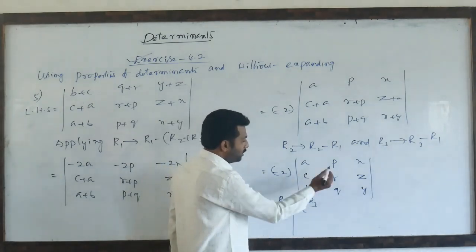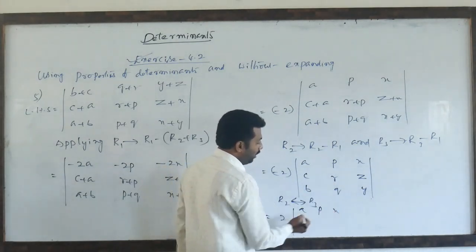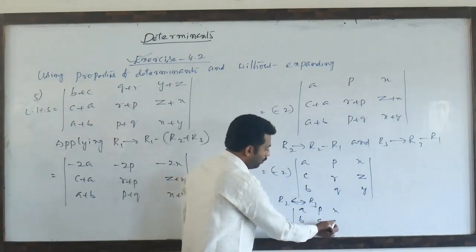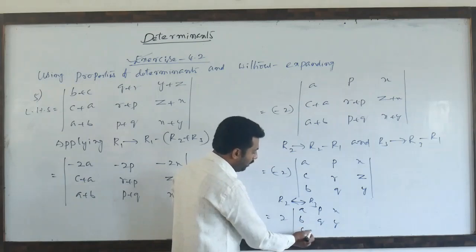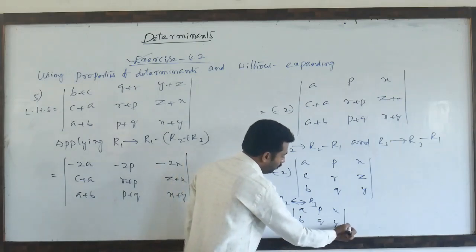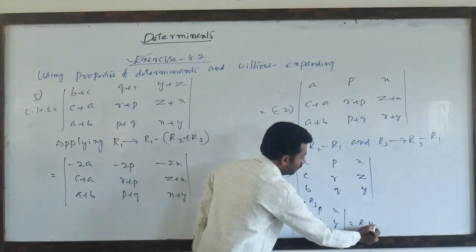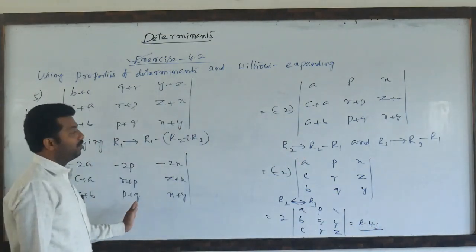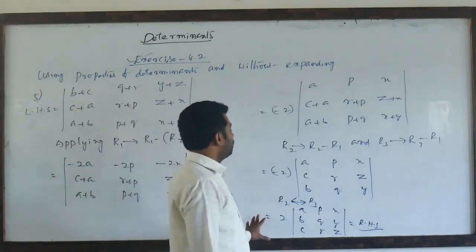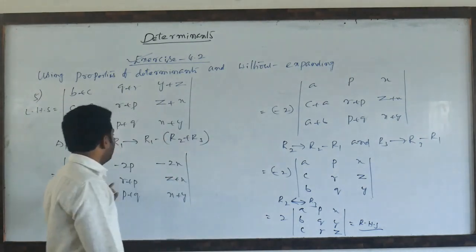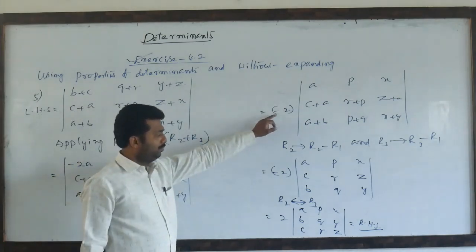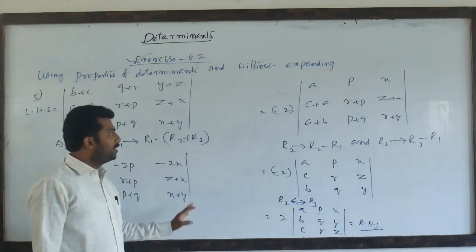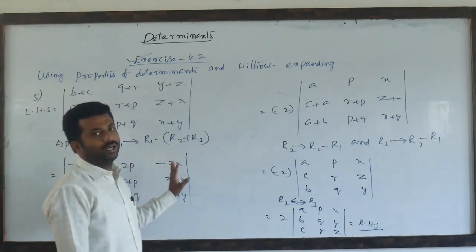Now, no changes in the first row: A, P, X. R3 becomes R2, meaning B, Q, Y. This is C, R, Z. So this is itself the RHS. If you want to check, you have to say it in front of the textbook only. The detailed steps are written; how many steps did we get now? See, 1, 2, 3, maximum 4 steps are written. So this is a most important 4 marks question you have to remember.